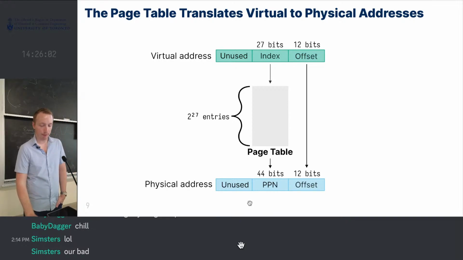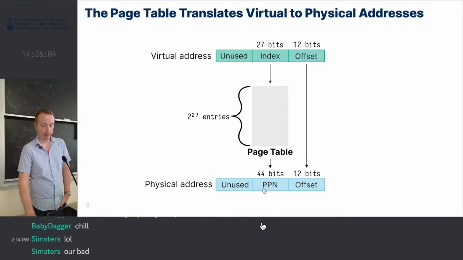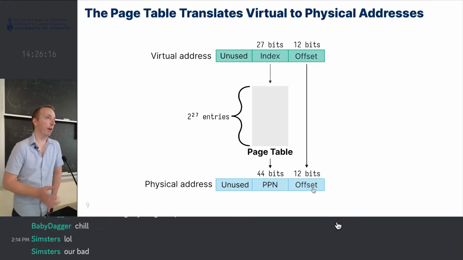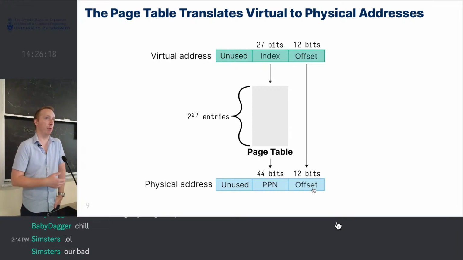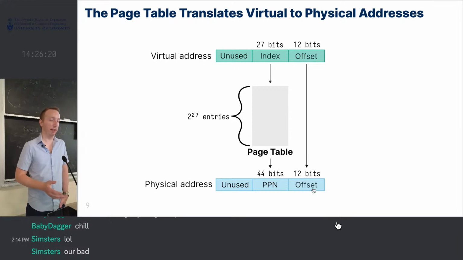So that means our physical address would be this physical page number, which is up to 44 bits because they support 56-bit physical addresses, and then figure out why that isn't a bit. And then this offset, we don't have to do any translation. Those 12 bits, where we are within the page, just stay the same.